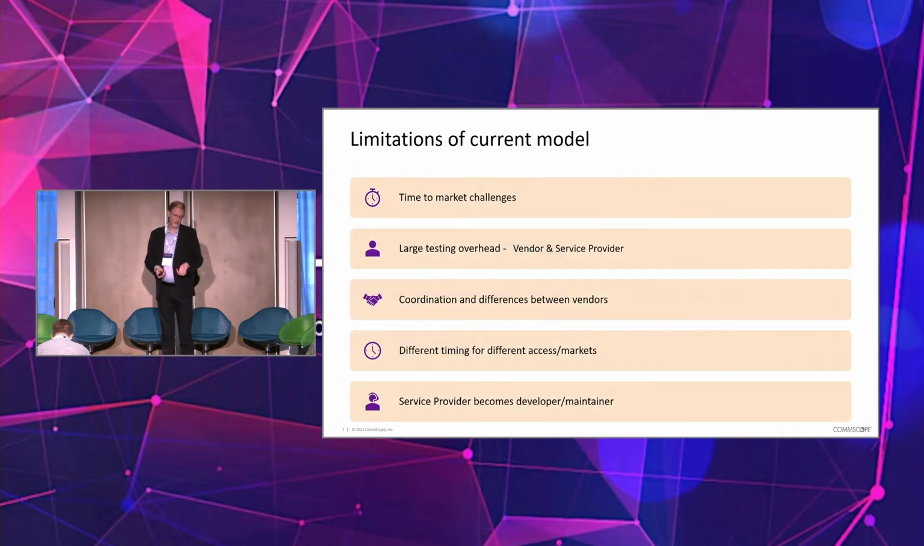So these are some of the limitations of the current model. There's time to market. If you've got 2 or 3 vendors, how do you guarantee they will all deliver at the same time and meet your delivery dates? There's a huge testing overhead, both for the vendors and the service providers. And obviously, working between the different vendors is a challenge, making sure they all deliver.